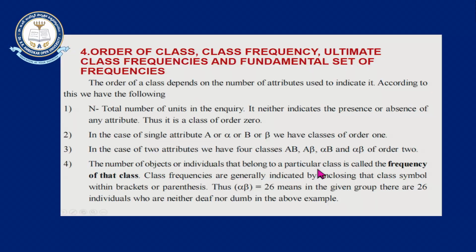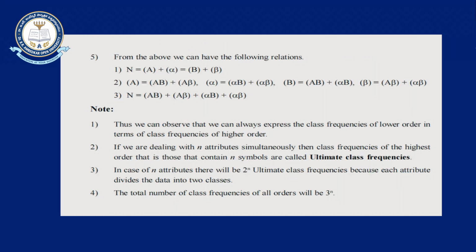Here, the order of the class depends on the single attribute or the class of 2 attributes. The frequency of the class is the number of objects or individuals, as in the alpha beta bracket example. When we go for the relationship observations, N is equal to this. Then the ultimate class frequencies are the class frequencies of higher order, those with n symbols. When n attributes are dealt with simultaneously, they are called the ultimate class frequencies.